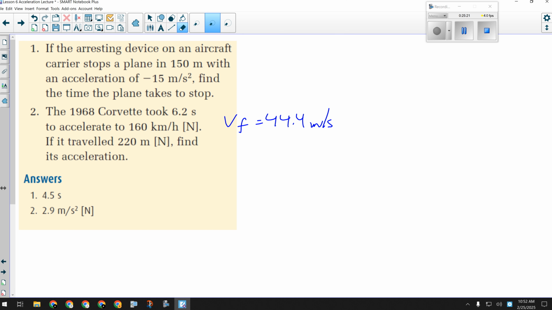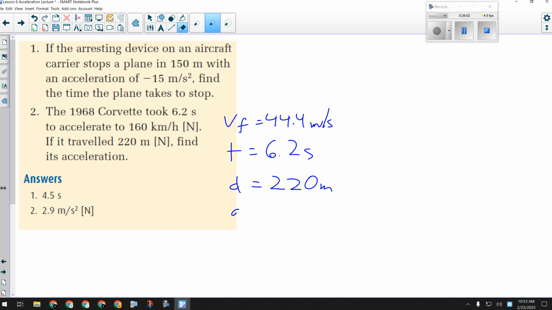44.4 meters per second. Incidentally, that's 100 miles an hour. So this Corvette is accelerating from 0 to 100 miles an hour. That's stinking fast. Lots of passenger vehicles can't go from 0 to 100 kilometers an hour that quickly. So this is a super fast car. It also consumed fuel at a ridiculous rate. It was very, very thirsty. Now we know the time, 6.2 seconds, and we know that it traveled 220 meters during that time.